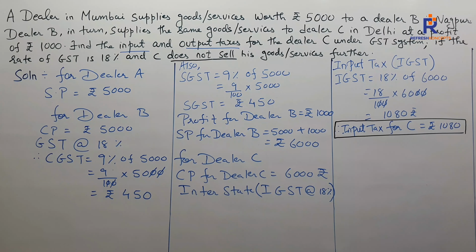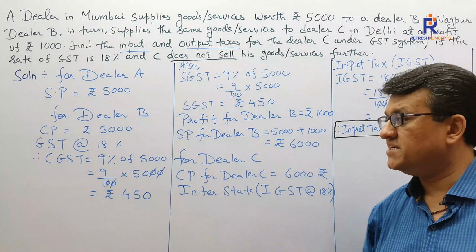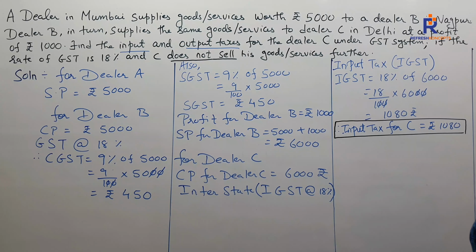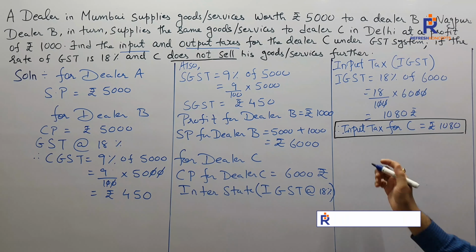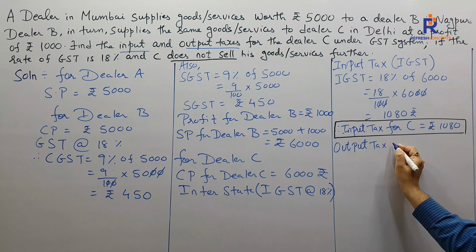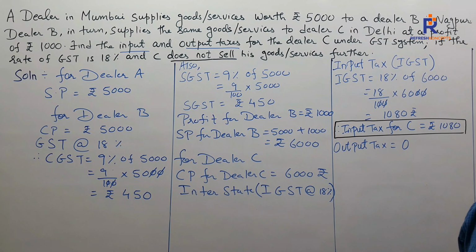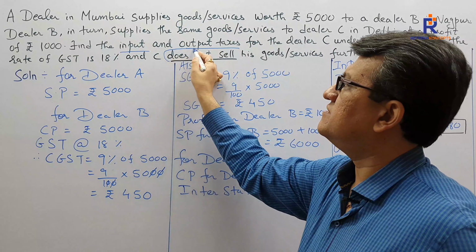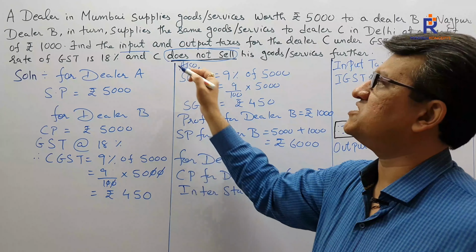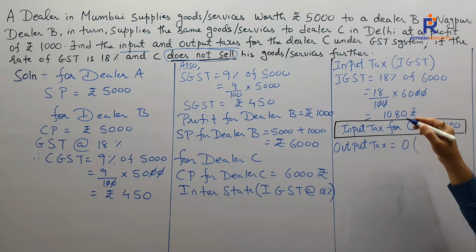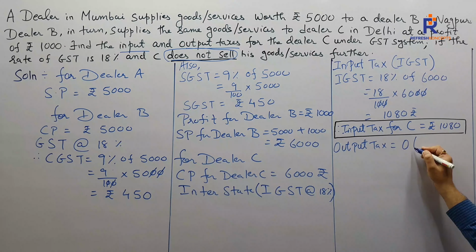Next, we need to calculate output tax. Now, output tax will be equal to 0. So let me write down first. Output tax is equal to 0. What makes you say that, sir? One part of the statement: he is not selling the goods. Since he is not selling the goods, if you want, you can write this as a reason. Give it to the examiner.